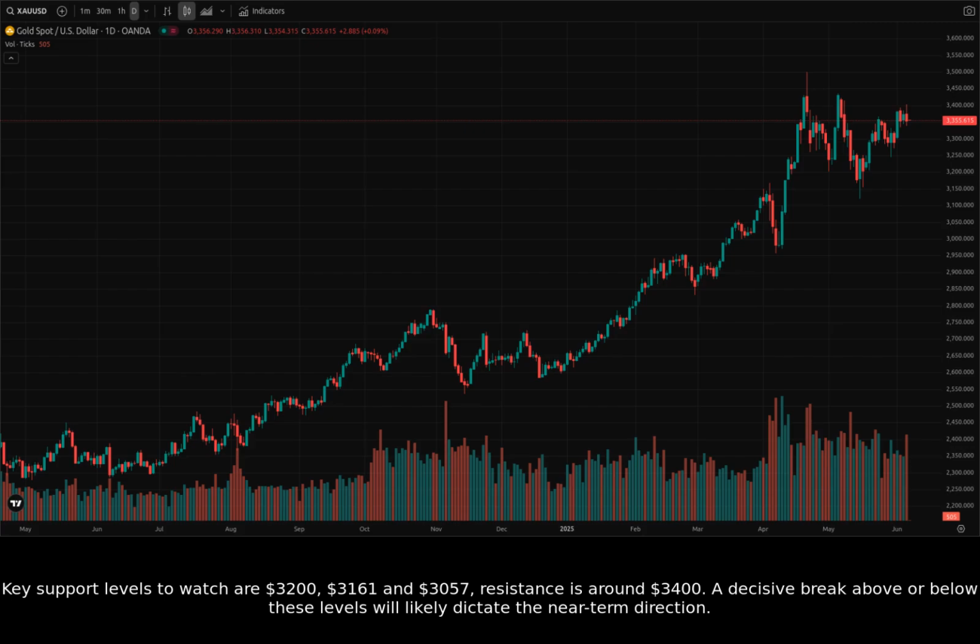Key support levels to watch are $3,200, $3,161, and $3,057. Resistance is around $3,400. A decisive break above or below these levels will likely dictate the near-term direction.